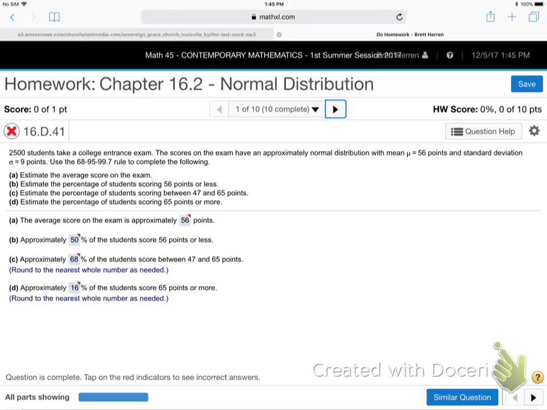Remember the numbers on the bottom change from problem to problem, but the percentages never change. So it's going to be kind of the same thing every time. So here we go. So just know that in advance.